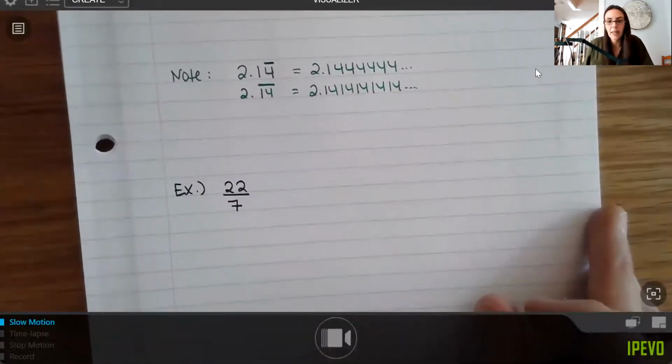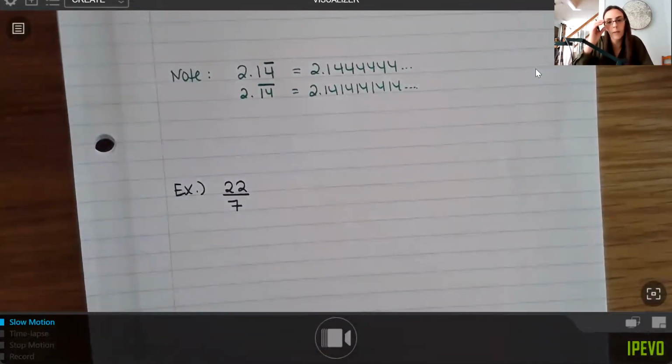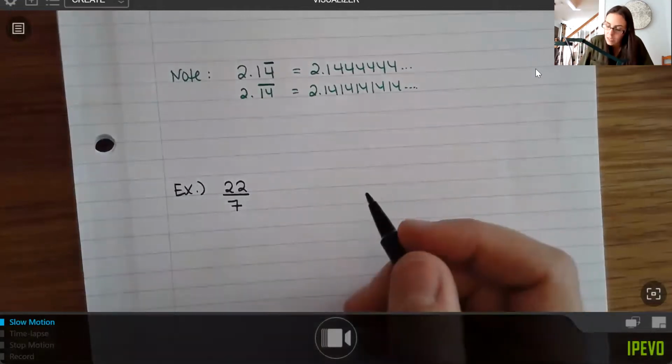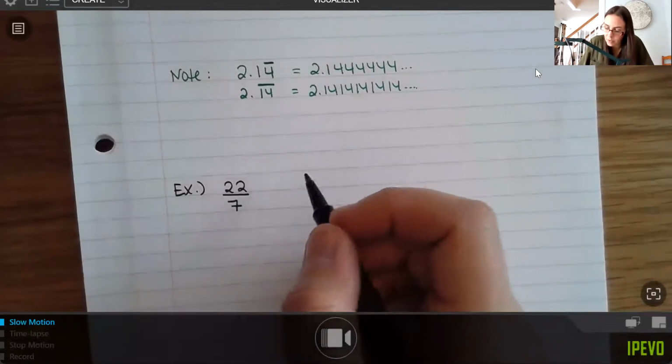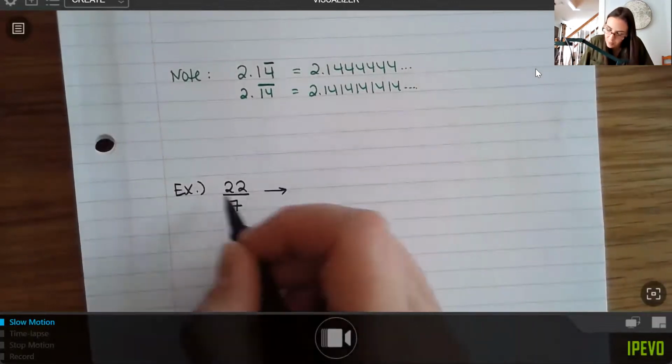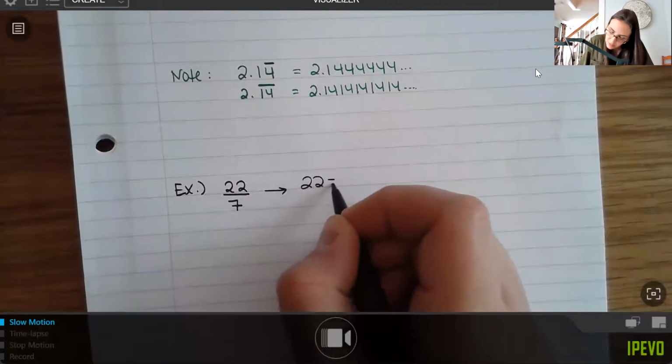Okay, so again, that 7 is really tough to work with. We're not going to be able to get it into a denominator of 10 or 100 or 1,000 very easily without using decimals. So I'm going to use my division technique here. So I have an improper fraction. That's okay. I'm going to do 22 divided by 7.